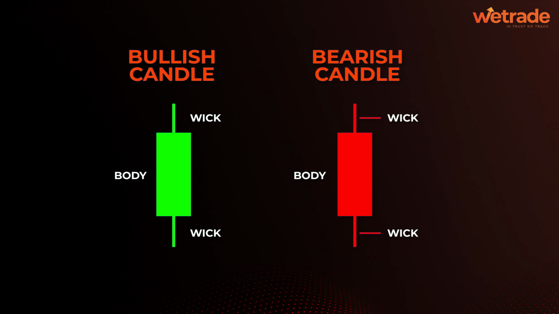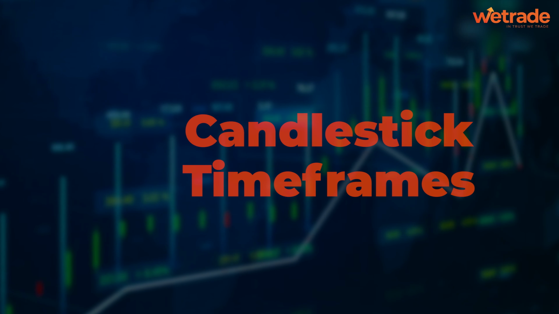The upper wick is drawn between the high and the close for an up period, and the open for a down period. The lower wick is drawn between the low and either the open for an up period or the close for a down period.